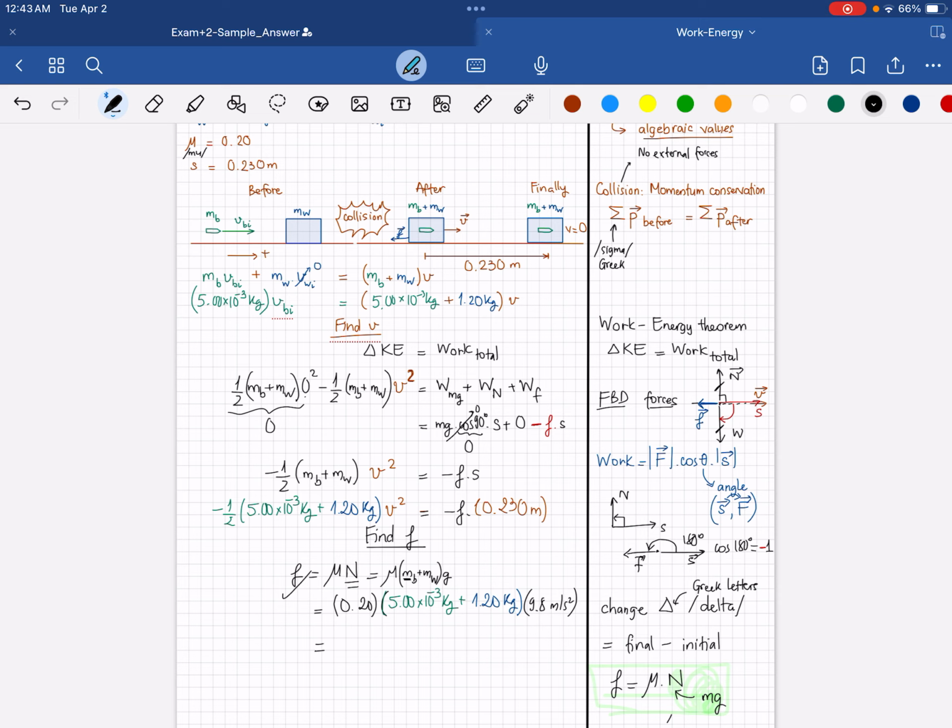Let's just use a calculator, and then we get F. You see the logic now? After we get F, what we need to do is plug it back in here, right? And after we plug it back in here, we will get V. And after we get V, we just plug it back in here. Then we can find this one, right?